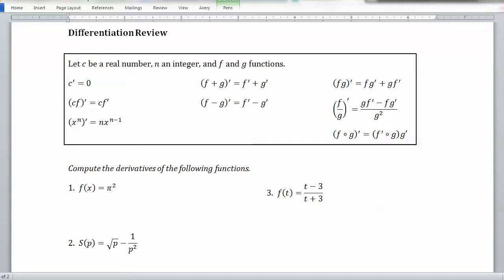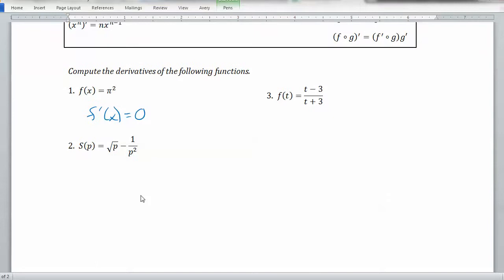All right, let's practice some differentiation. Review some of these rules that we learned in Calc 1. First of all, number 1, f of x equals pi squared. Pi is a constant, and so pi squared is also a constant. So we use this first rule up here, and we get that the derivative is 0. So not too much work to do for that one.